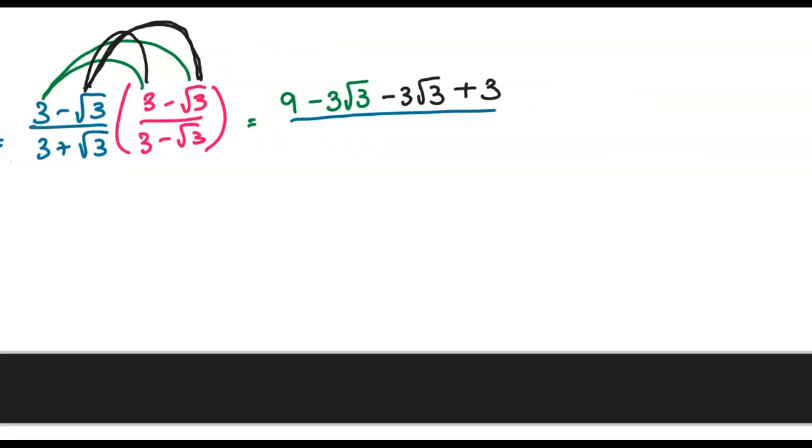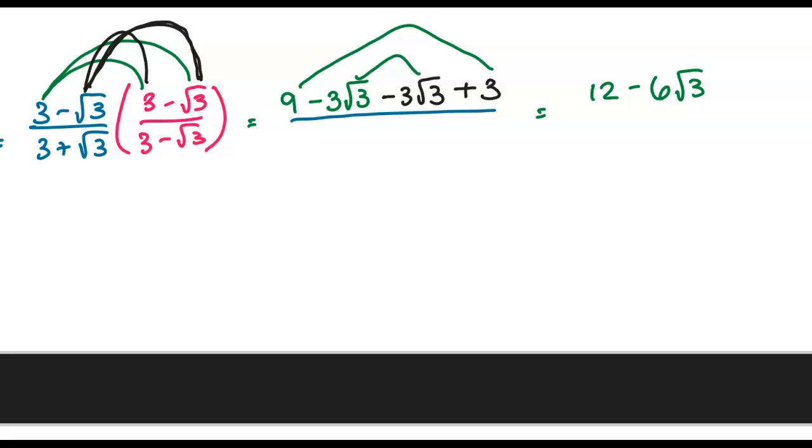I'm sorry if you're running out of room, by the way. What does that simplify down to? We combine these two and we combine these two. 12. 6. We're not multiplying, we're just subtracting. 6 root 3.